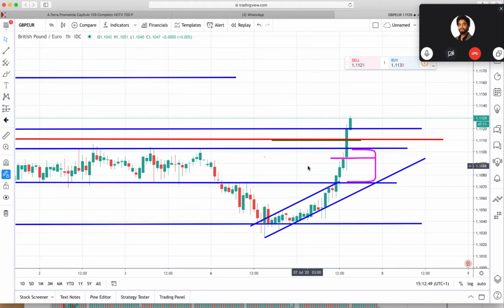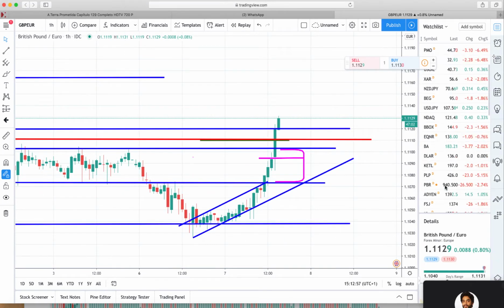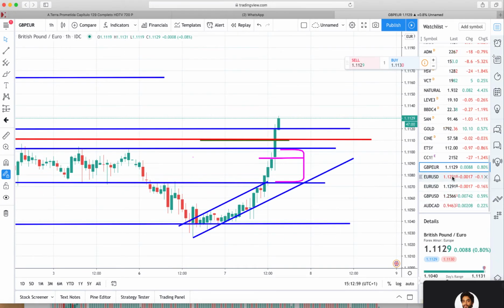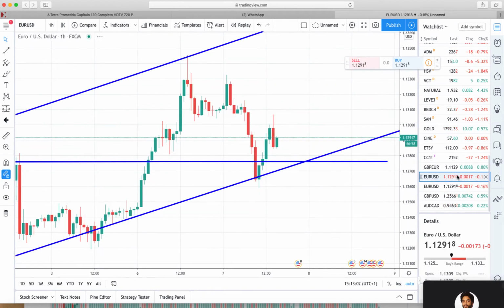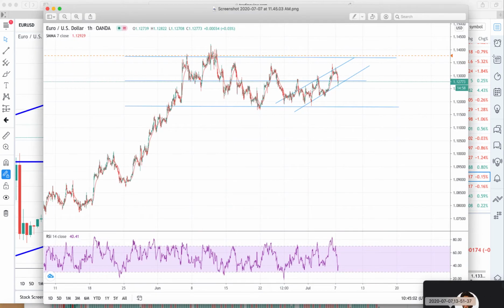Right, so let's have a look at euro. This is interesting because 2 people have sent euro US dollar, but their analysis is completely different. Let's start with this one here, which I believe is this one. Yeah, that's the one.